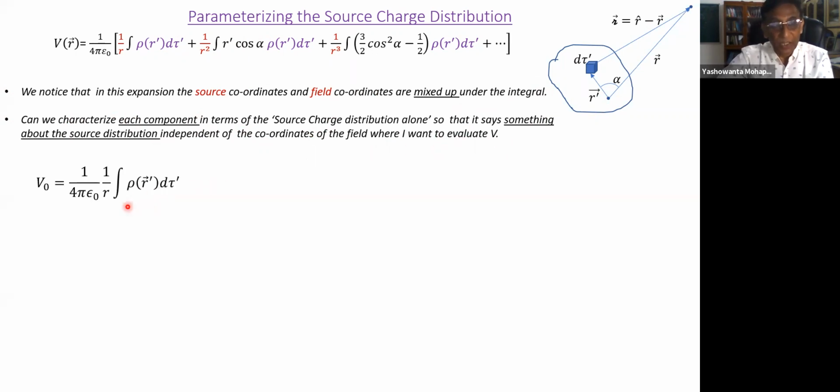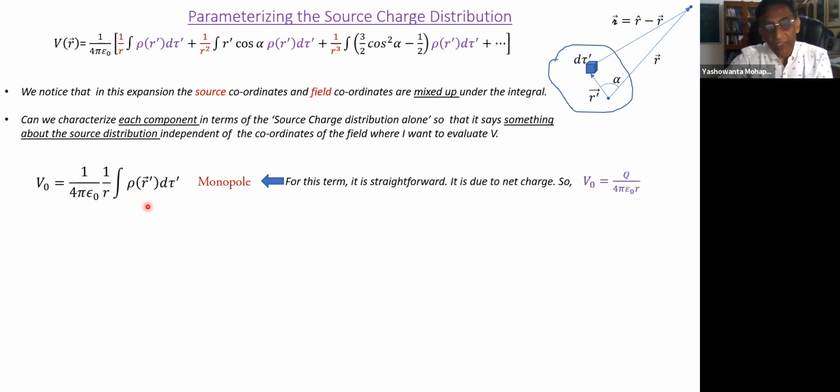All right. So this is my zeroth term, and we call this the monopole term, V naught, 1 by 4 pi epsilon naught, 1 by r. For this term, it is straightforward because this total charge has nothing to do with my field point. I can always get it. And V naught is simply Q by 4 pi epsilon naught, suppose this is the total charge. So the first term, there is no problem. Just sum up Q and write down the first term as Q by 4 pi epsilon naught r, nothing to do with my far point.